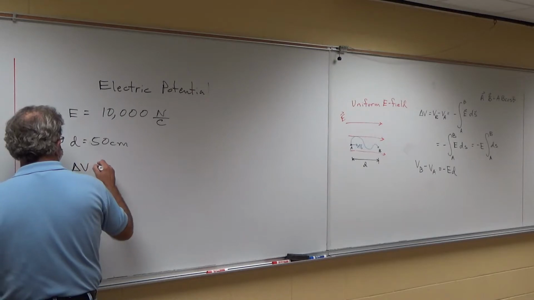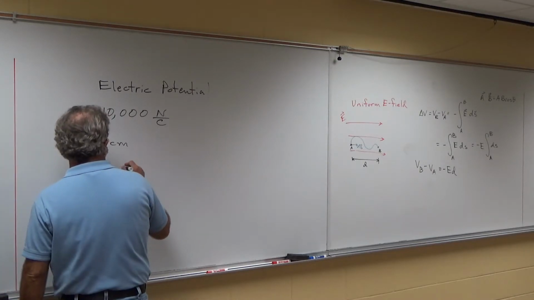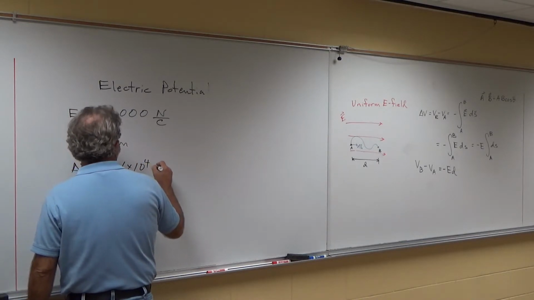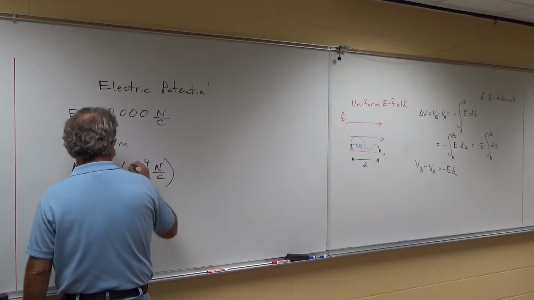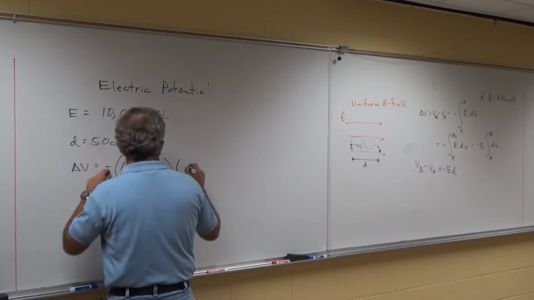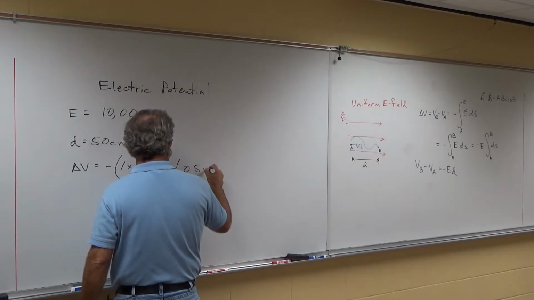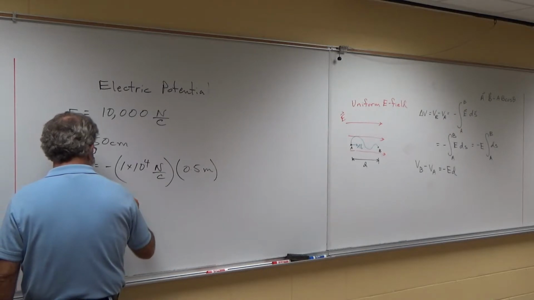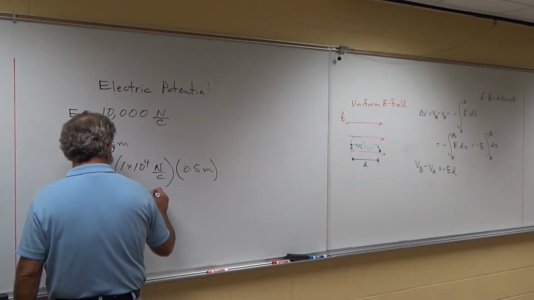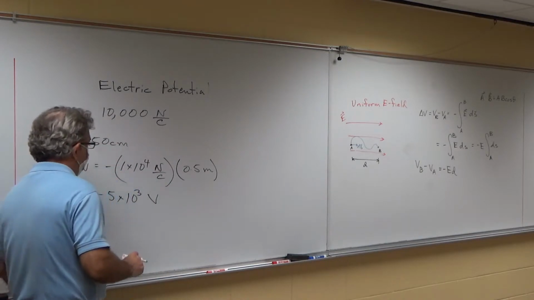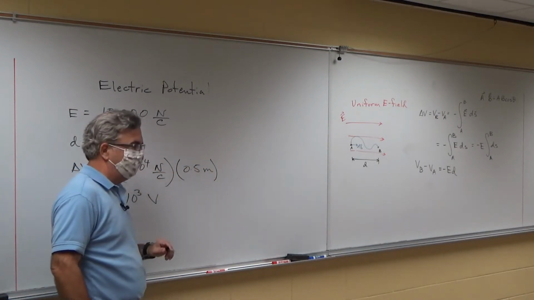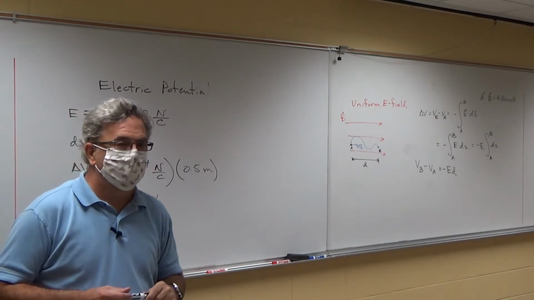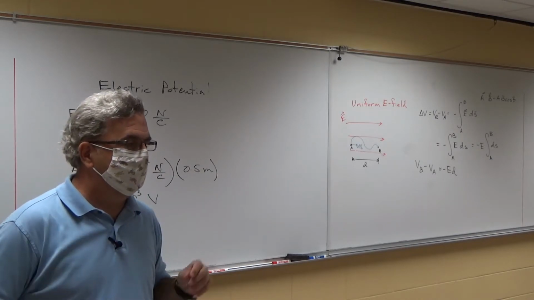So delta V is equal to minus Ed, which is 1 times 10 to the 4 newtons per coulomb, multiplied by this distance, which is 0.5 meters. And this is equal to negative 5 times 10 to the 3 volts, because a newton meter is a joule, and a joule per coulomb is a volt. So about 5,000 volts.